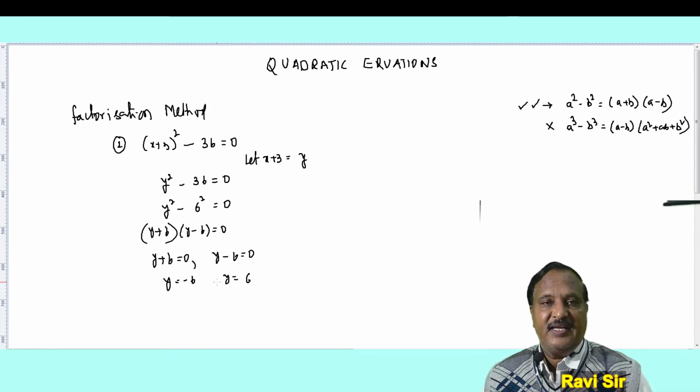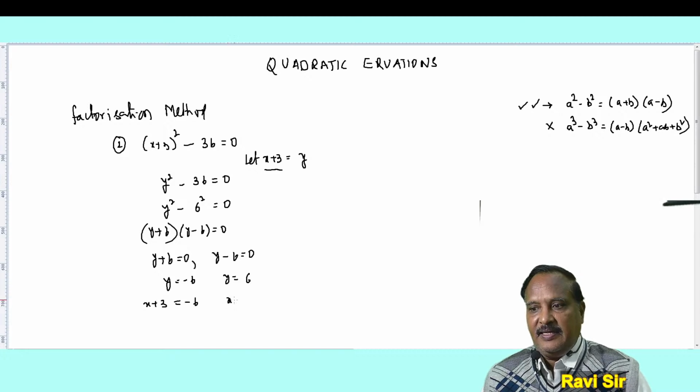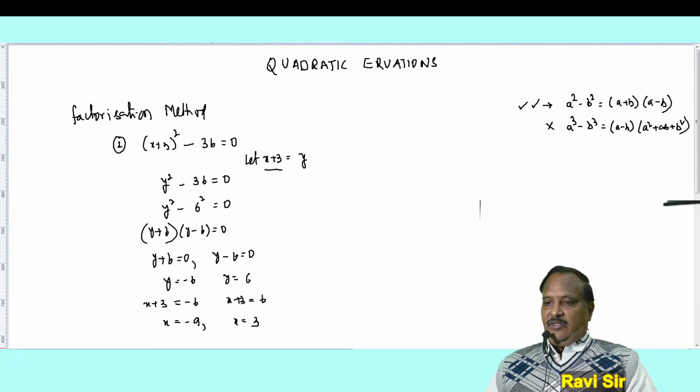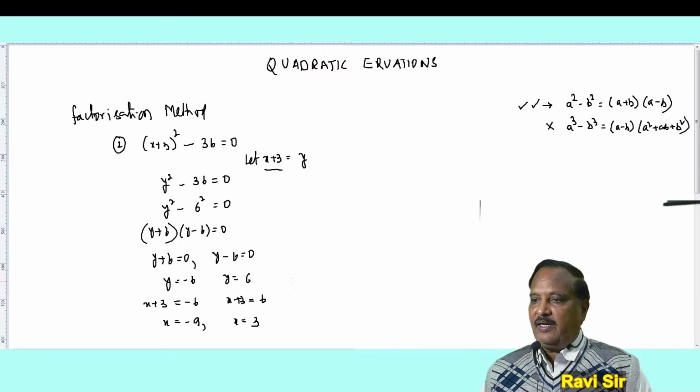Most of the students leave the problem at this point because y is not there in the question. You have to bring back the y value. Y value is x plus 3. So x plus 3 is equal to minus 6 and x plus 3 is equal to plus 6. So x is equal to minus 9 and x is equal to 3. So the solutions are minus 9 and 3.